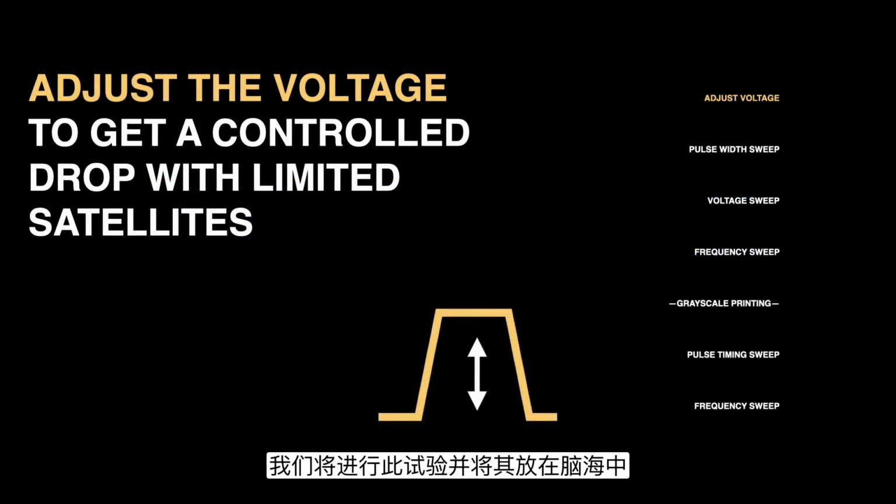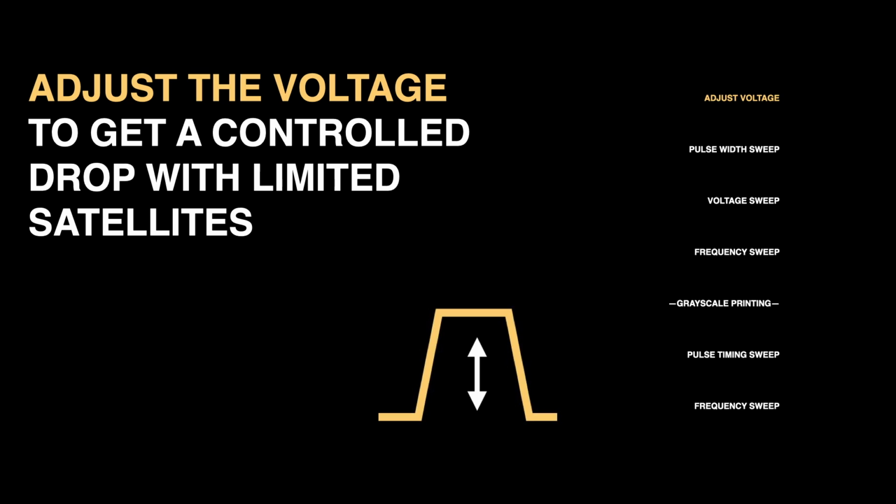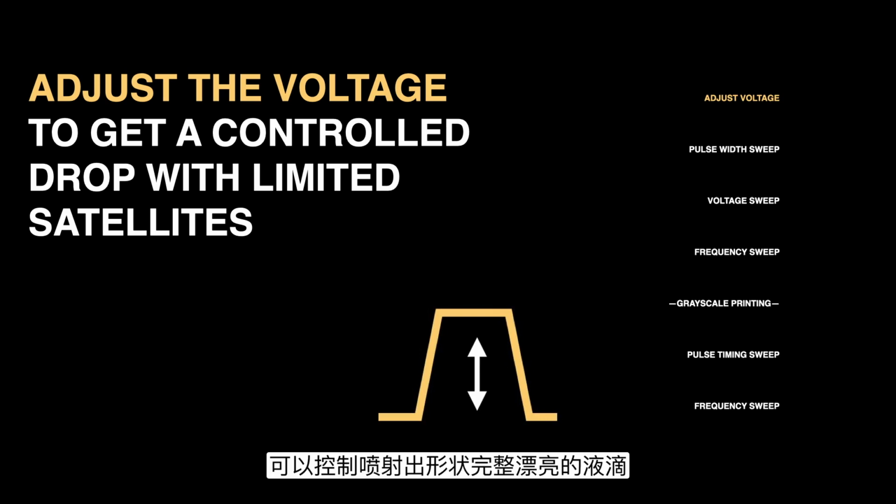So we'll take this test and kind of put it in the back of our minds of, what are we looking for here? Is a higher speed more acceptable, or higher satellite count, or do we need to be slower with fewer satellites? To get started with the actual optimization, we're going to bring that voltage back down to the point where we get a controlled jetting of a nice looking drop with limited satellites. Usually with just about any waveform in ink, you can lower the voltage enough to get to this level.